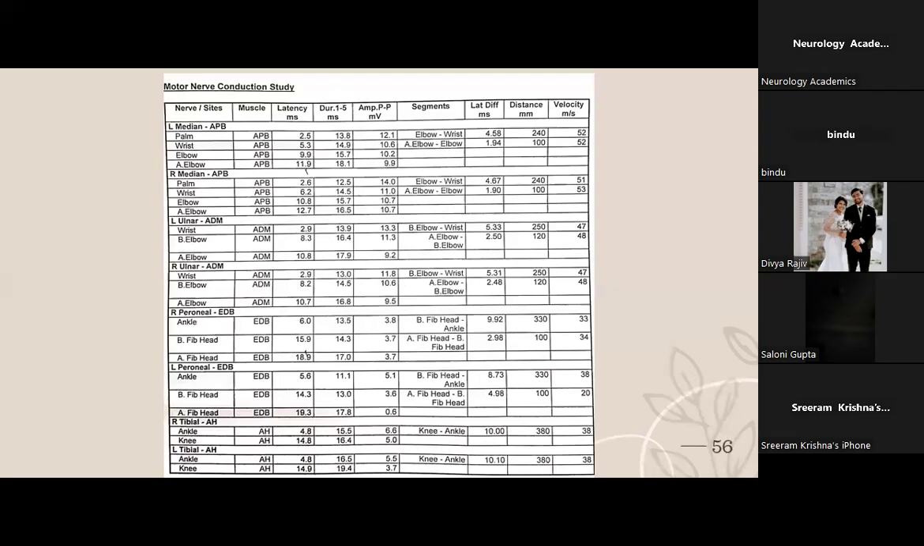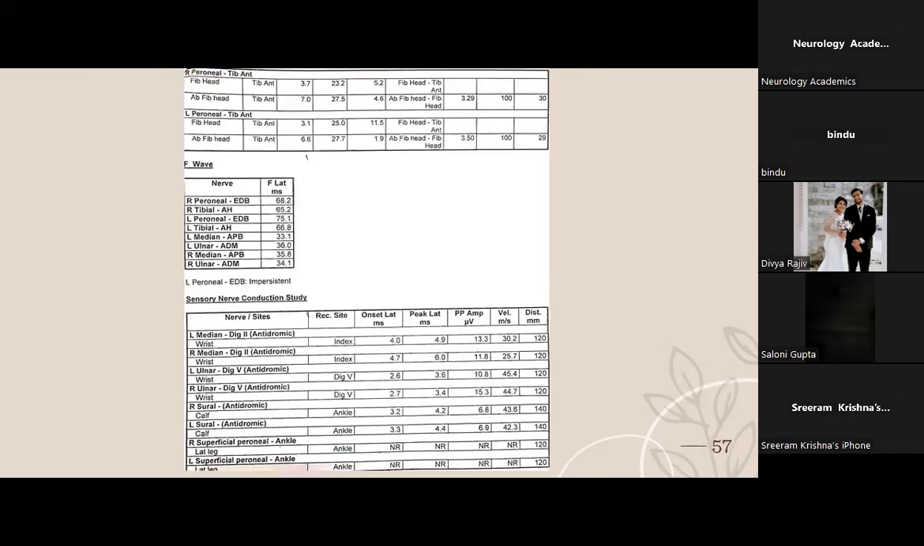The right tibial has a mildly reduced conduction velocity, and the left tibial also has a mildly reduced conduction velocity. So from the study, it is a left peroneal neuropathy, with a conduction block between above and below the fibular head. So it is an entrapment neuropathy, a focal demyelination.